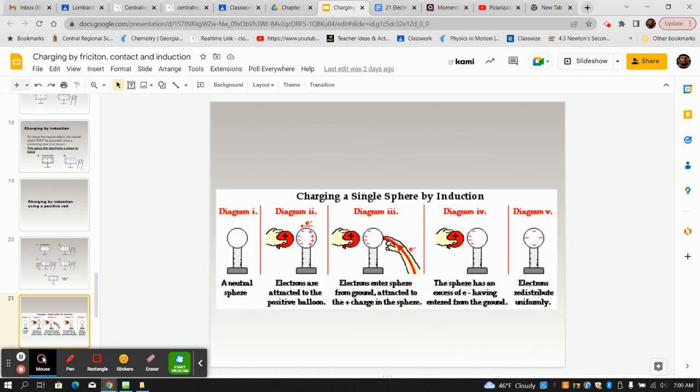Okay, so here a negatively or positively charged object is brought near a neutral conductive sphere. The electrons are attracted to this positive charge, so they scoot over towards this side. So now this side over here becomes more negatively charged, and this side over here becomes more positively charged.